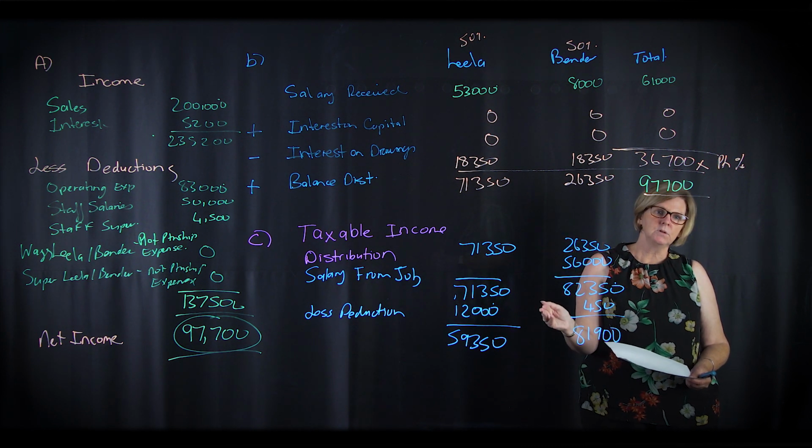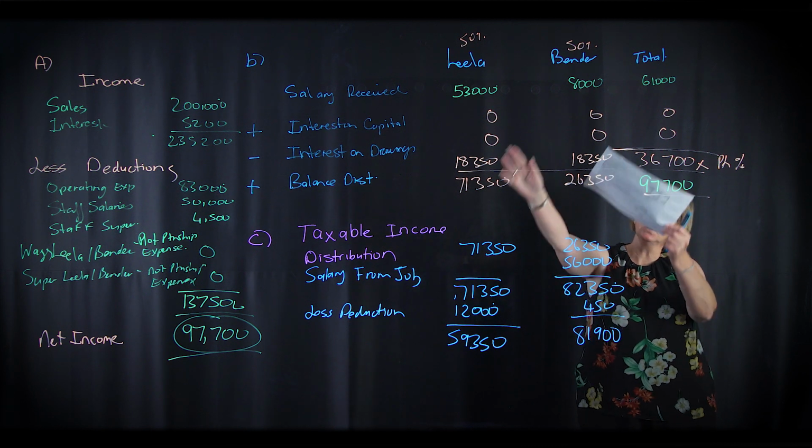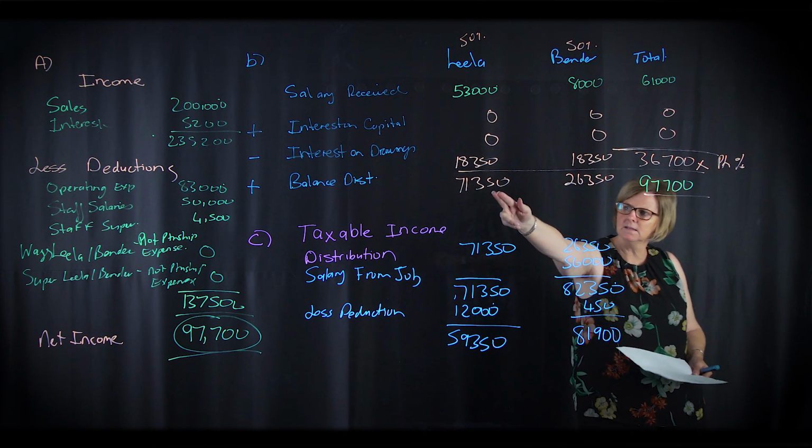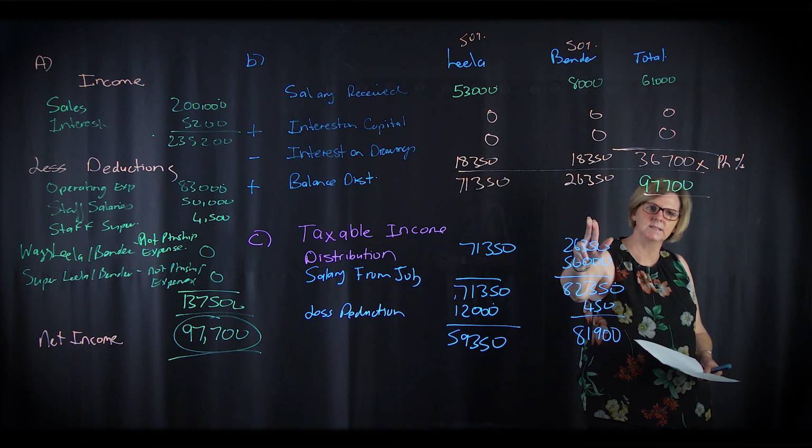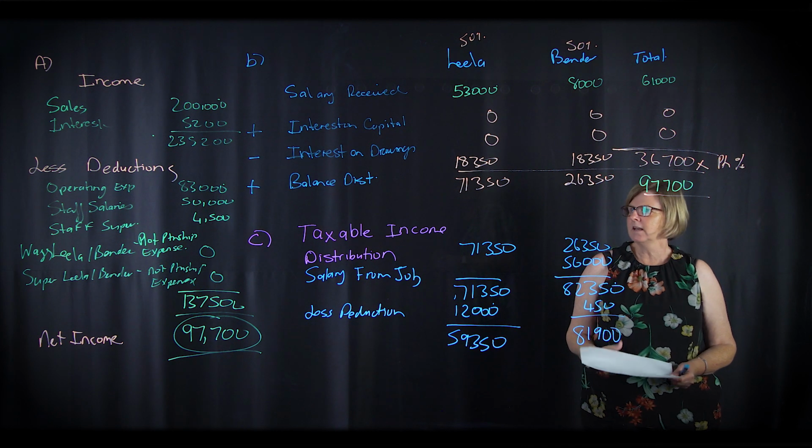B is distributed to the partners according to the distribution formula. So here 71,350 went down, here 26,350 went down as well. So I'll leave it with you there.